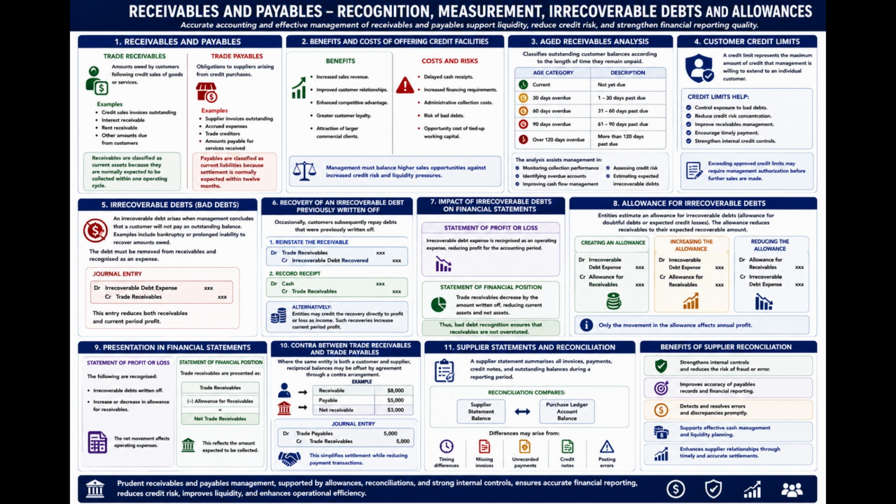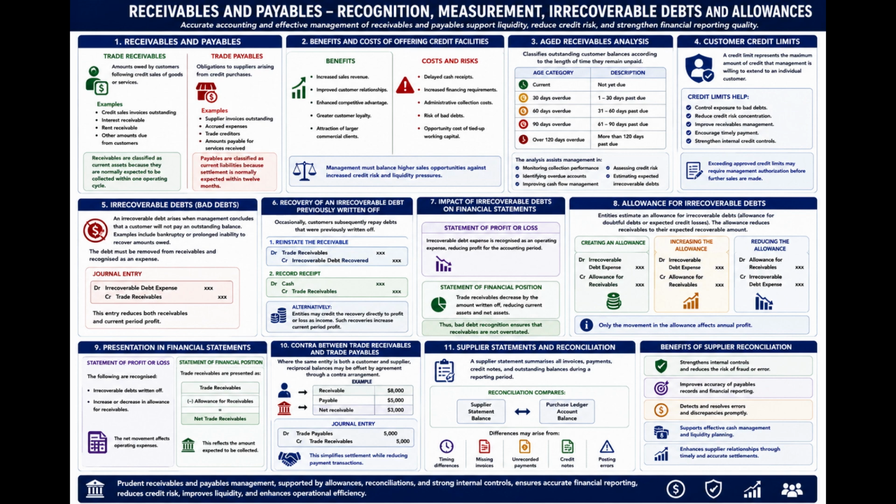1. Receivables and payables. Trade receivables. Trade receivables represent amounts owed by customers following credit sales of goods or services. Examples include credit sales invoices, outstanding interest receivable, rent receivable, other amounts due from customers. Receivables are classified as current assets because they are normally expected to be collected within one operating cycle.